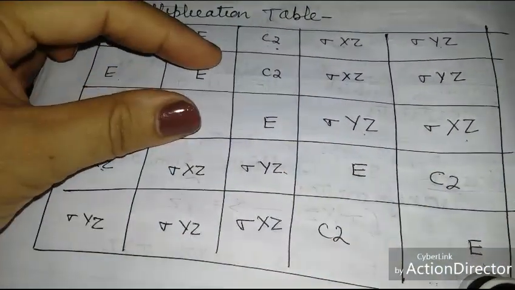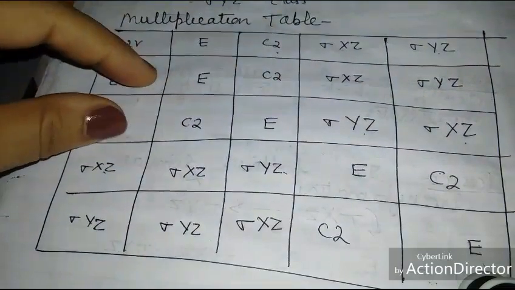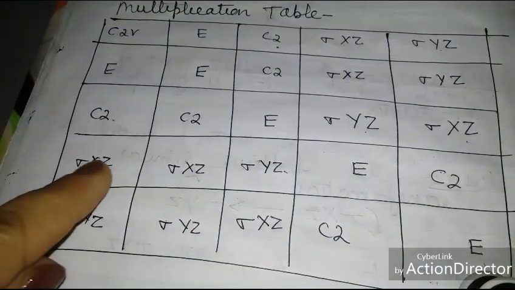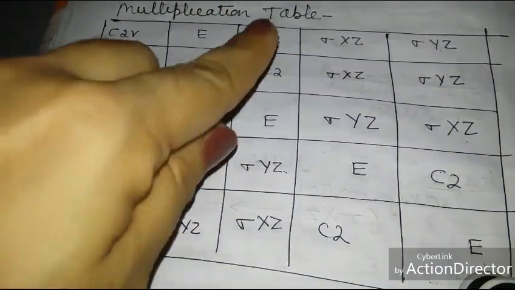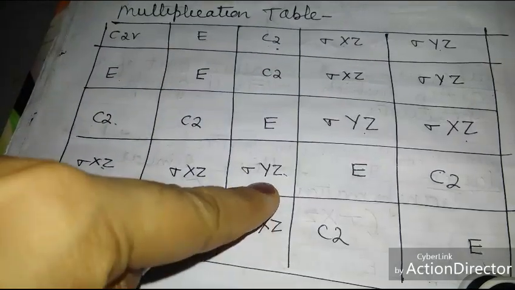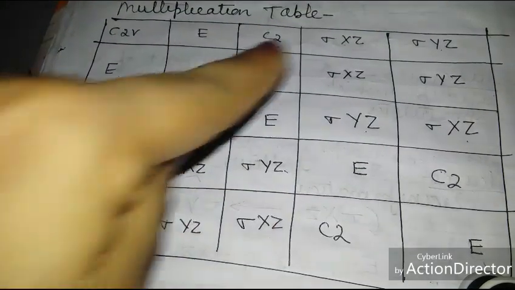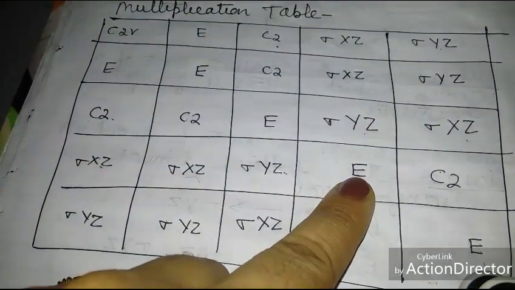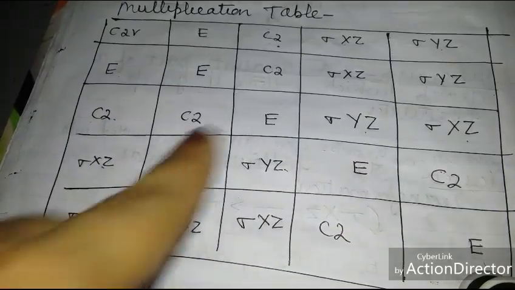Now once you have solved these two, the remaining you can do, because sigma xz C2, this we have already done, it is sigma yz. Sigma xz sigma xz will give you identity. Sigma xz sigma yz, this I will solve. You should get C2.